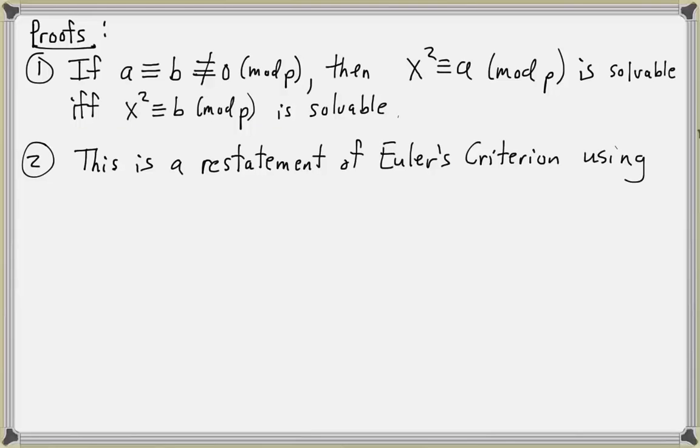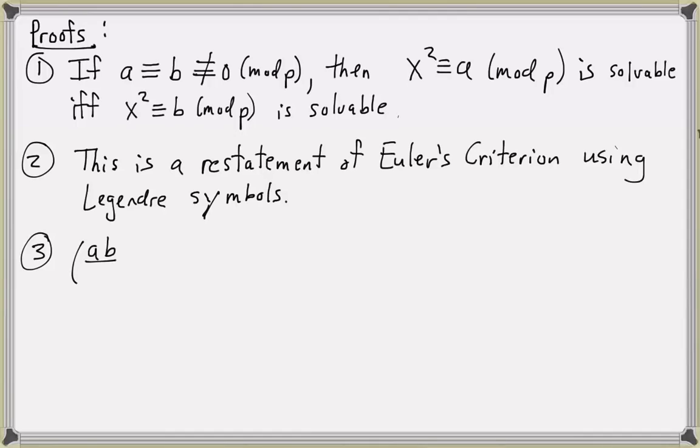Using the Legendre symbol. Because we know that a to the (p minus 1)/2 will be congruent to 1 mod p if a is a quadratic residue, and it will equal minus 1 otherwise. Property 3 is a very useful multiplicative property of the Legendre symbol.